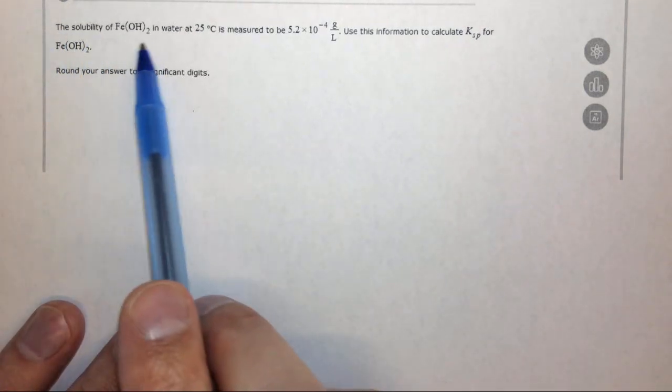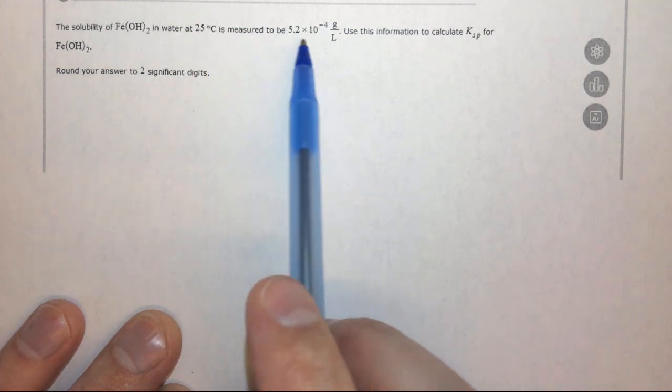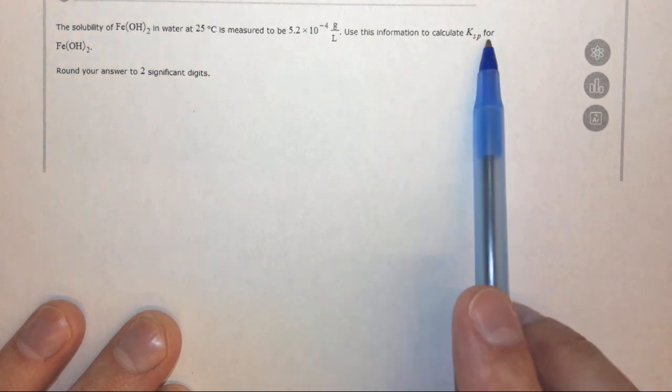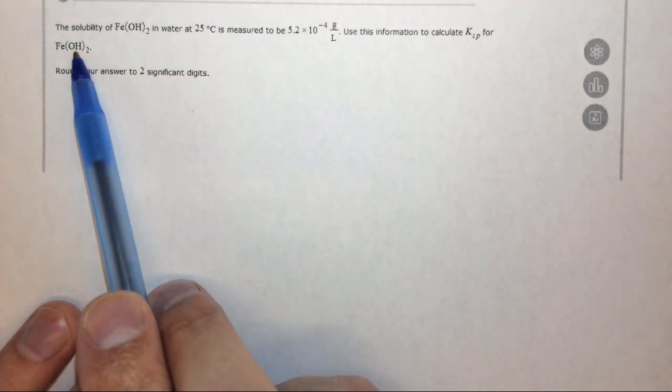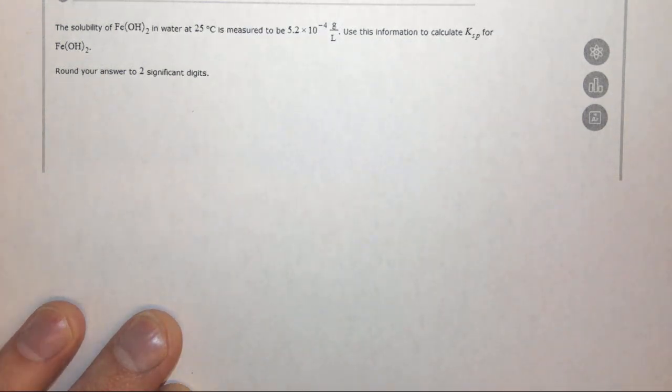This question says the solubility of Fe(OH)2 in water at 25 degrees Celsius is measured to be 5.2 times 10 to the minus 4 grams per liter. Use this information to calculate the Ksp for iron(II) hydroxide. So this is kind of a combination of the previous two questions.